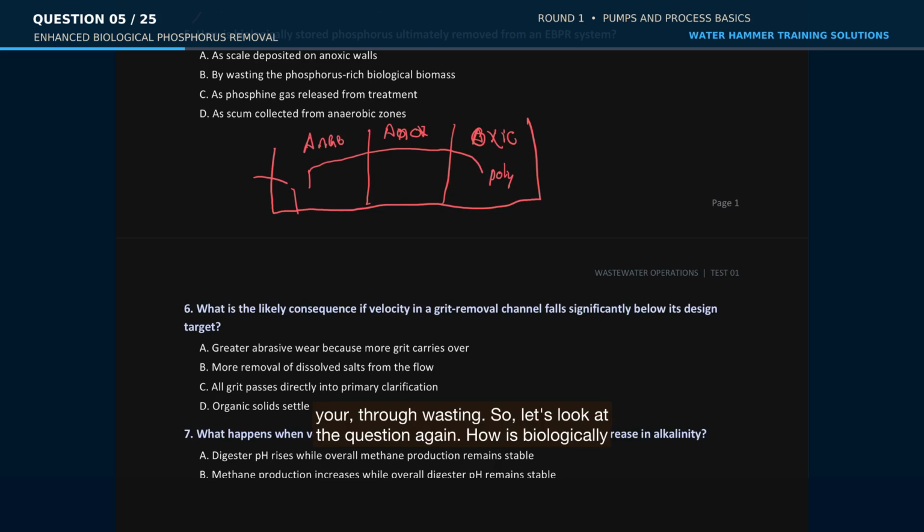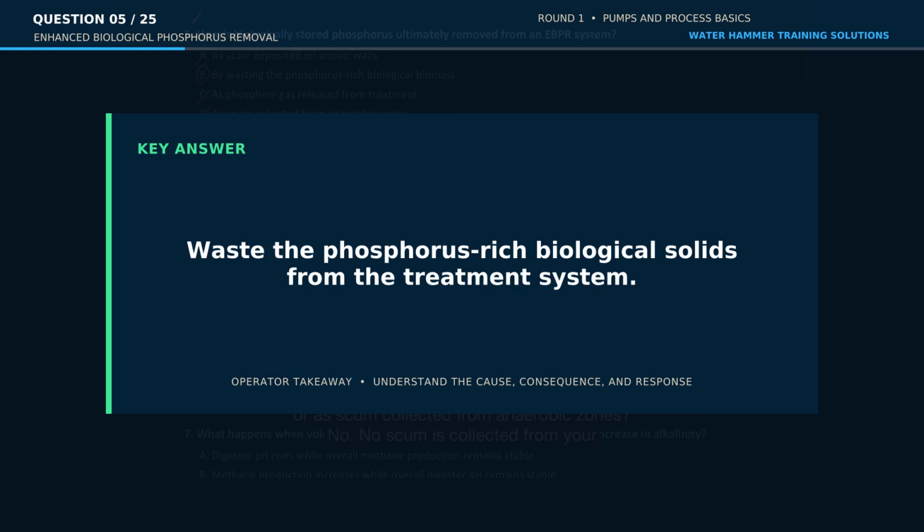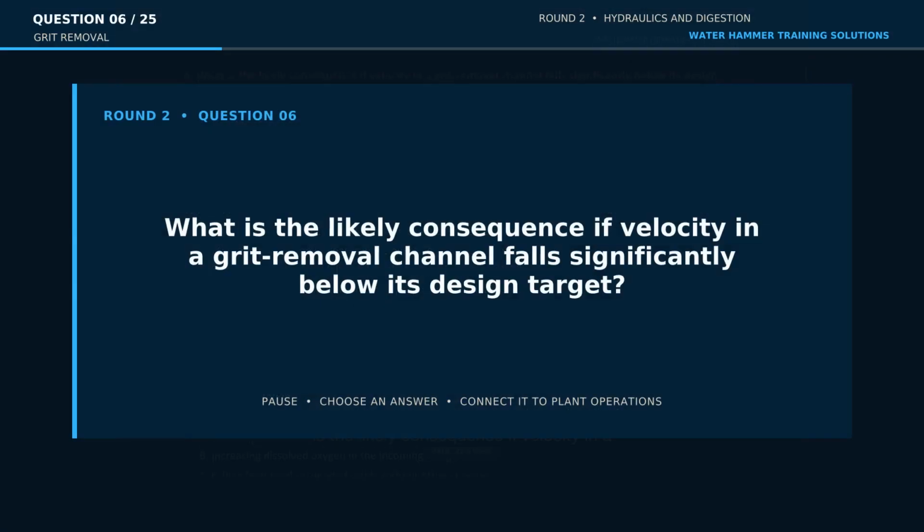So let's look at the question again. How is biologically stored phosphorus ultimately removed from an EBPR system? Scale deposited on anoxic walls? No. By wasting? Yes, I just said that. A phosphorus-rich biological biomass? Yes. Is it phosphine gas released from treatment? The only gas to release that we care about is nitrogen gas through denitrification. Or as scum collected from anaerobic zones? No, no scum is collected from your anaerobic zones, generally at least.